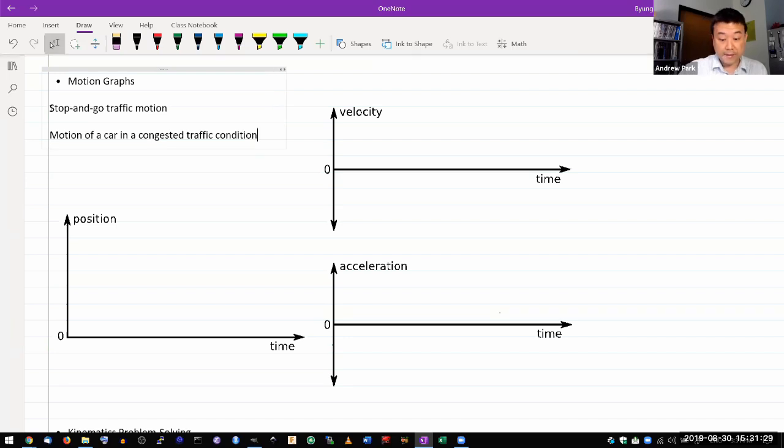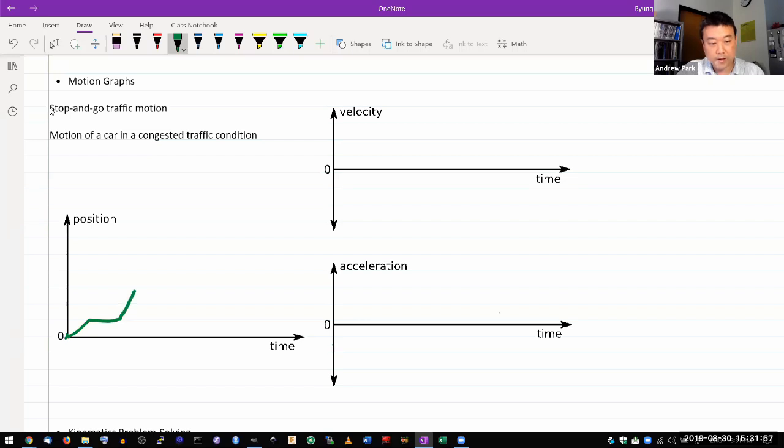So let me do that. And this is actually kind of opposite of the scenario I just drew. It's actually easier to draw with a position graph because I think you can intuitively get what that motion should look like. So let's say time equals 0, you start up from position 0. So you start by moving and then you stop for a while and then you are able to go again.